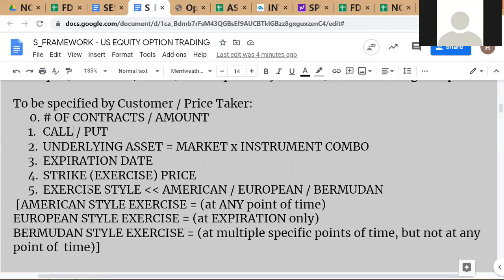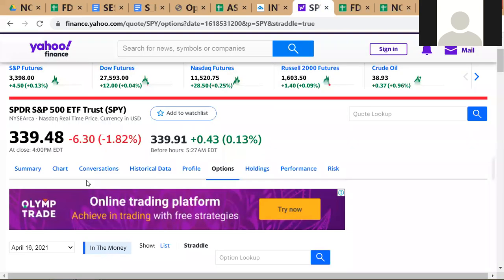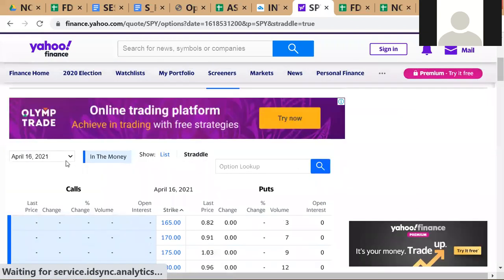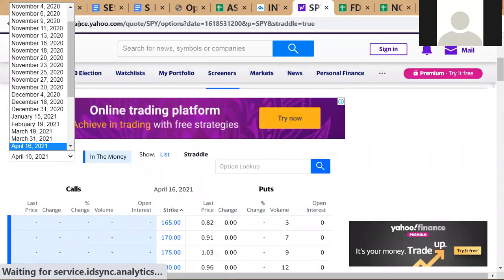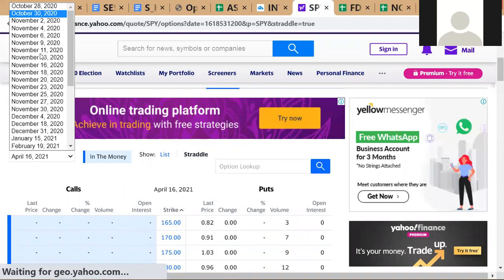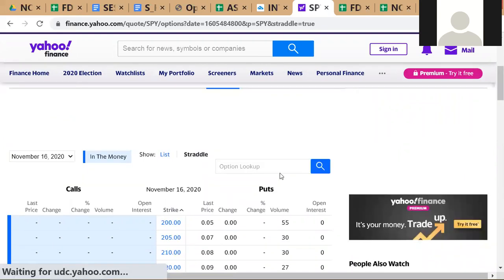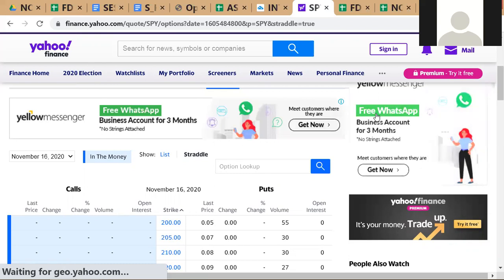Point number 3, expiration date, that is given here. If you're in Yahoo Finance, under the options tab, you saw what I did. There are many expiration dates for options. I could have chosen any of these. Now let's say I choose just after the election is over, November 16th. I will get a different set of prices. Okay, it gives me a different set of prices. So by November 16th, we should have some clarity on who has won the election.